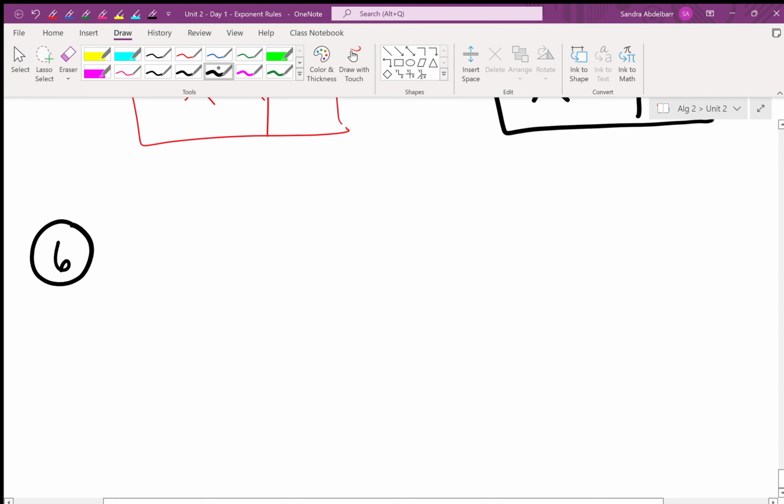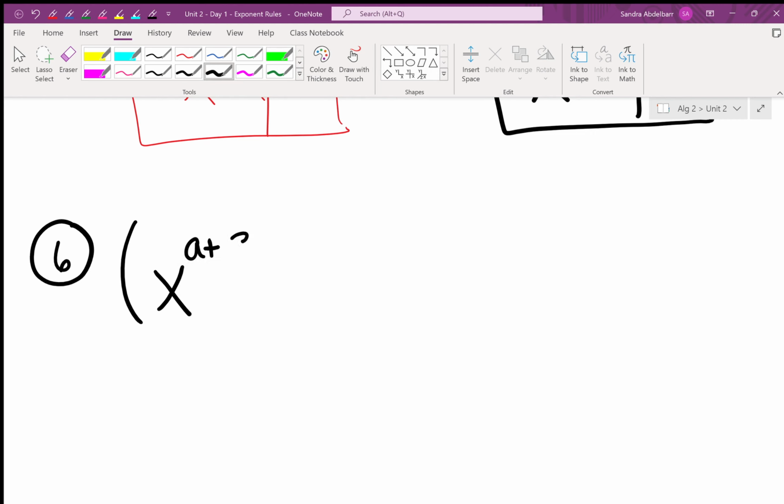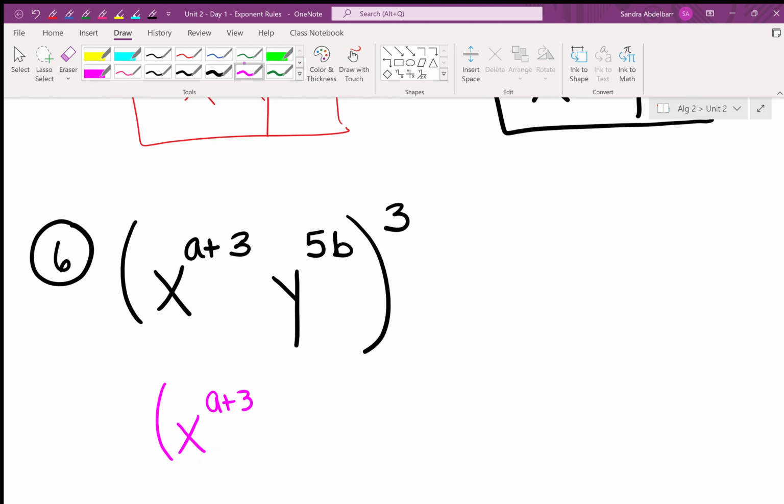All right, we'll step it up a little bit now. We're going to have x raised to the 2a plus 3 power, y to the 5b power, all raised to the 3rd power. Do we agree it's still a monomial in there? Yeah, so can I distribute in that exponent? Yes, but now be very careful. So this is going to be x to the 2a plus 3 raised to the 3rd power, y to the 5b raised to the 3rd power.